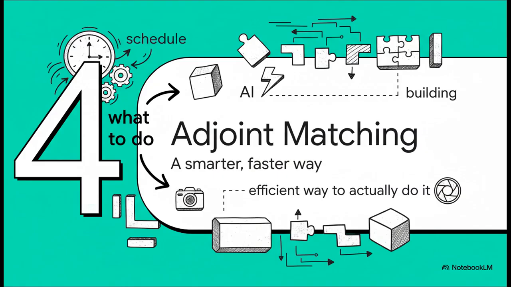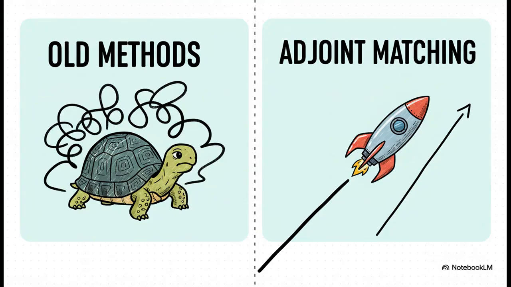And that brings us to the second and just as crucial part of the solution. And that's adjoint matching. You can think of the older methods as being really brute force. They were super memory intensive, slow to converge, and just incredibly expensive to run. Adjoint matching is just fundamentally smarter. It's lean, it's fast, and it makes this whole memoryless approach actually practical for the real world.